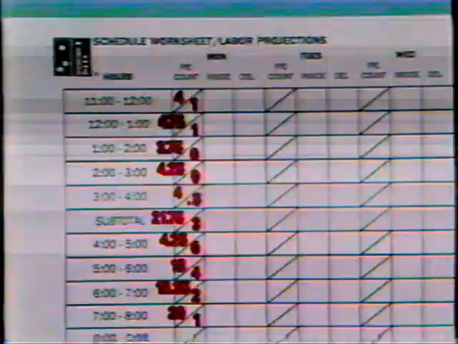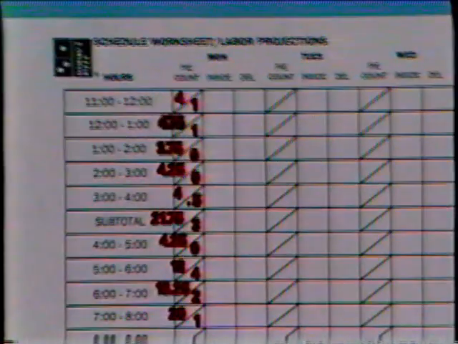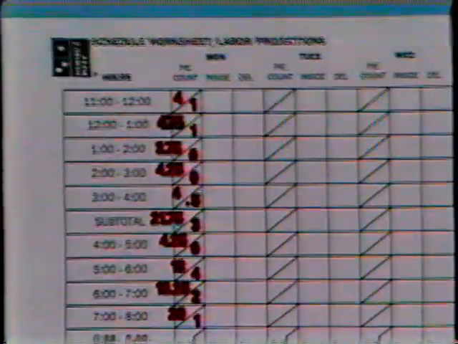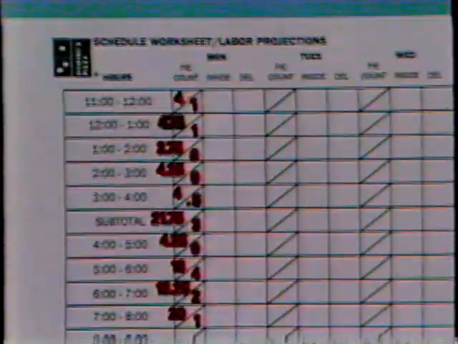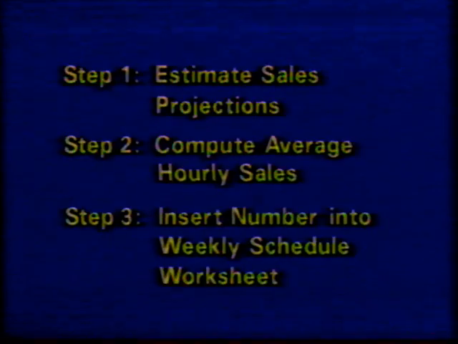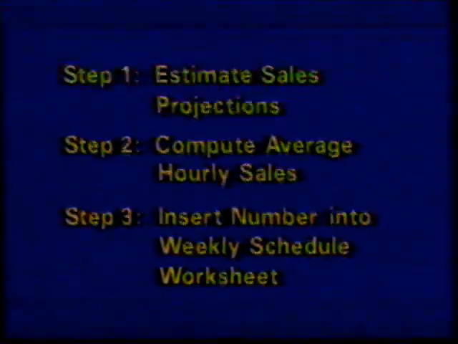Do the same with each of your answers, putting your average pie counts for each hour into the weekly projected schedule worksheet. Turn off the tape at this point while you complete your computations and come back once you are finished.